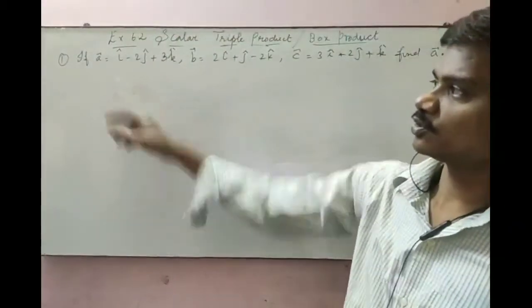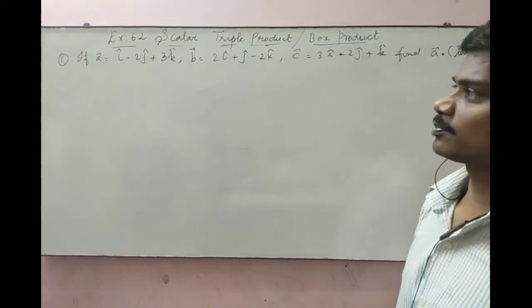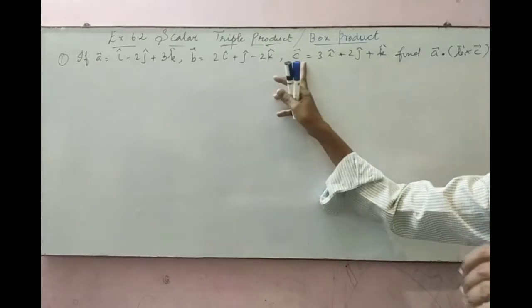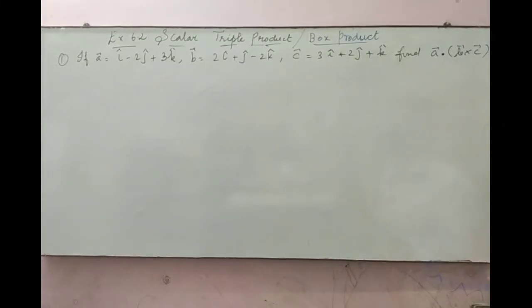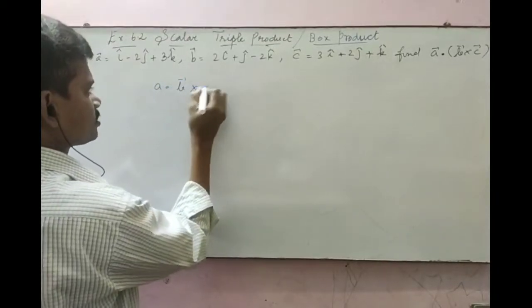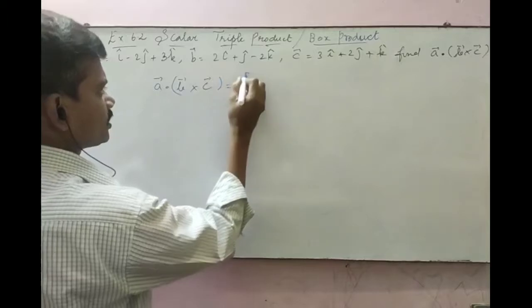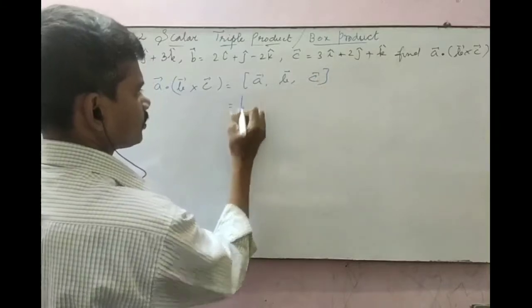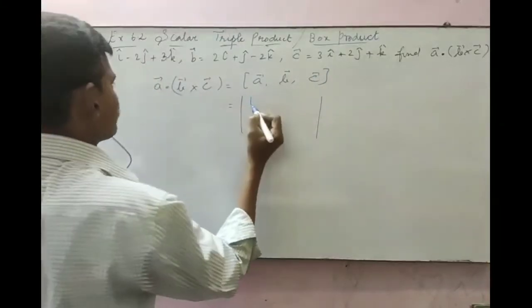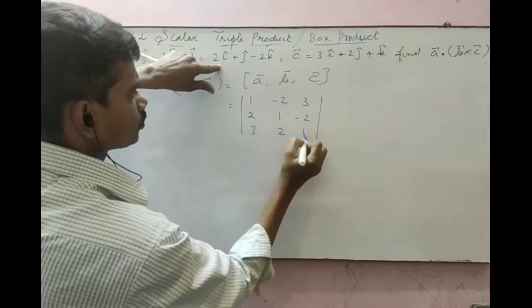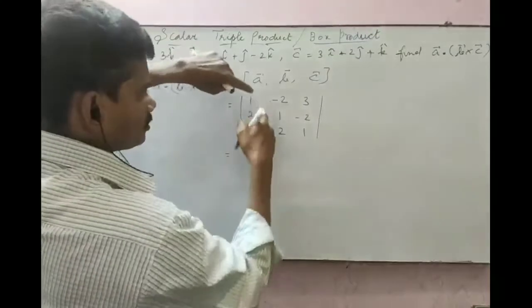Now in exercise 6.2, if A vector equals i cap minus 2j cap plus 3k cap, B vector equals 2i cap plus j cap minus 2k cap, and C vector equals 3i plus 2j plus k, then find A dot B cross C. We are going to find the scalar triple product A dot B cross C. That means you can use the box product of A, B, C. You can open the determinant and write the components of A: 1, minus 2, 3; then 2, 1, minus 2; and 3, 2, 1.